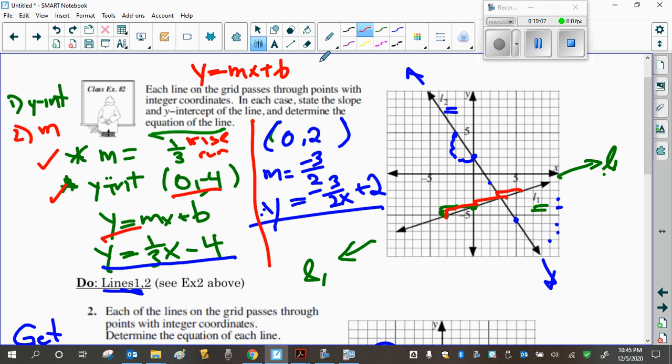Maybe we'll go yellow this time. I'll call it gold. Okay, so for the blue, there's 0, negative 2 right there. And what slope is it? 3 down, 1, 2, 3, 2 to the right. So negative 3 over 2. And then just combine those in the slope-intercept form. Yeehaw! Your turn to do line 1 and 2 in number 2.